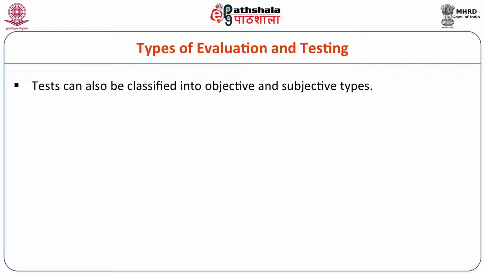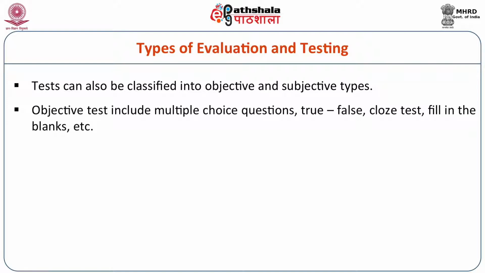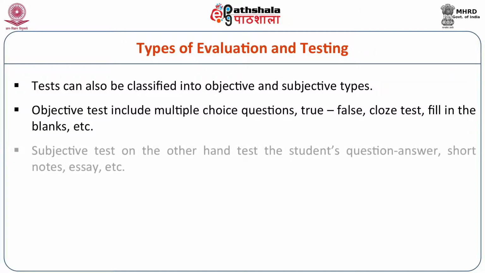Tests can also be classified into objective and subjective types. Objective tests include multiple choice questions, true and false, closed test, fill in the blanks. These are the types in which you can set your paper. Subjective tests, on the other hand, test the student's ability, that is the narrative ability, critical ability, analytical ability: short notes, essays and question answers, long question answers, he can just develop according to his capability.